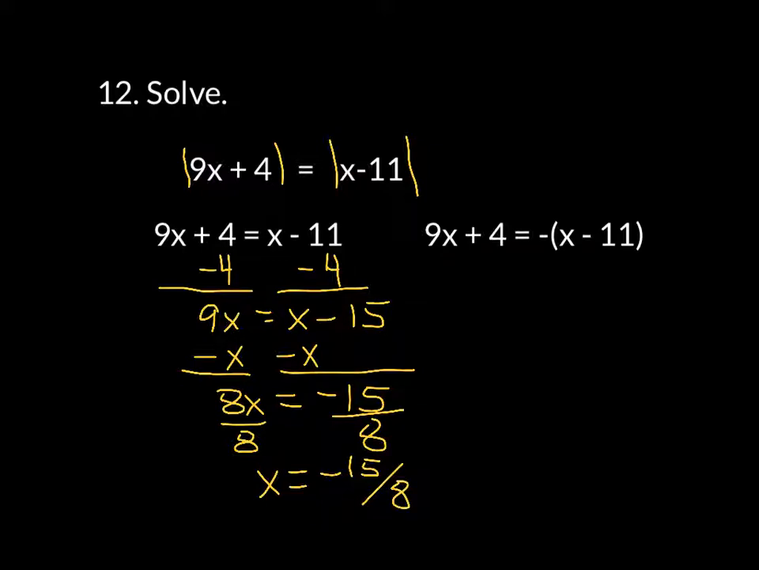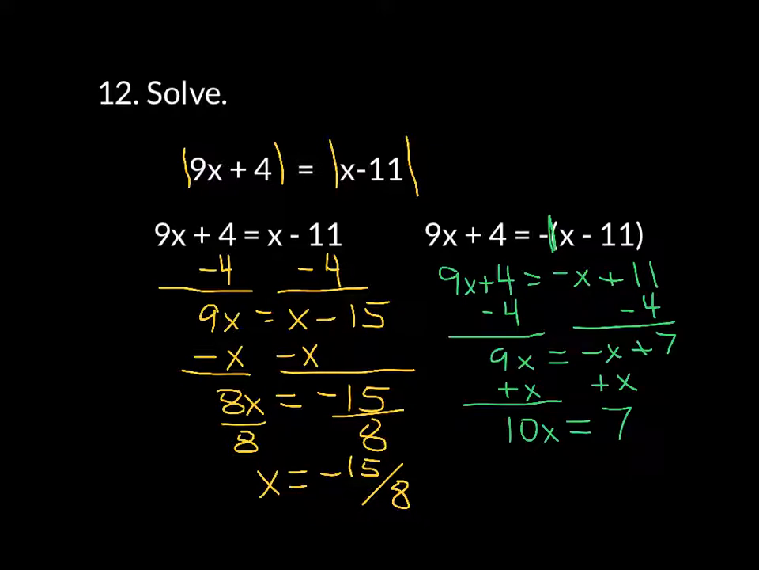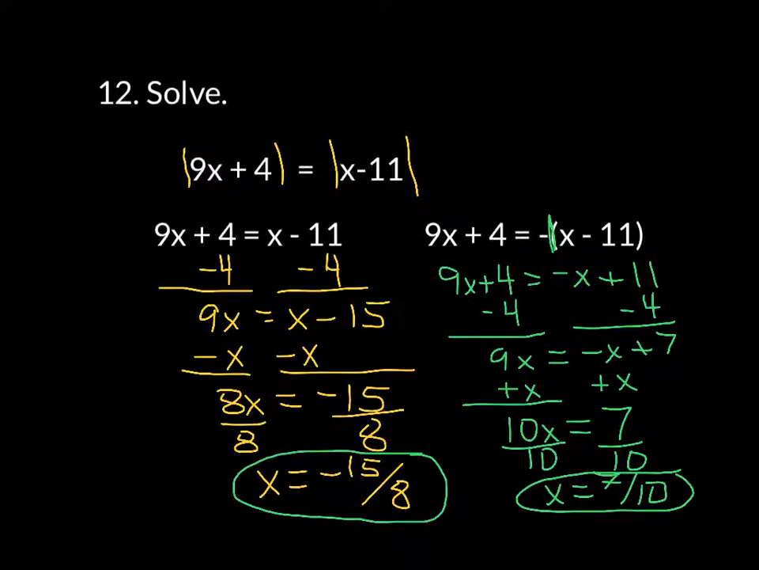And in the other direction, look at 9x plus 4 equals negative x minus 11. Remember that negative x minus 11 is the same thing as negative 1 times x minus 11. So when we distribute that negative 1, we get that 9x plus 4 equals negative x plus 11. Now we are going to subtract 4 from both sides and then add x to both sides. And lastly, we're going to divide by 10. So our other solution is 7/10. So we could say 7/10 is the distance in the positive direction, and negative 15/8 goes in the negative direction.